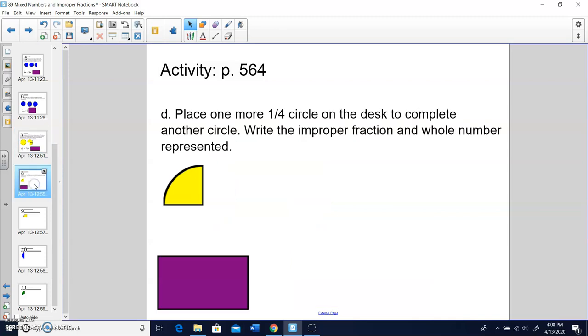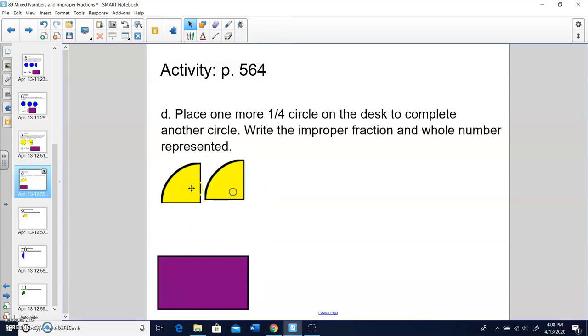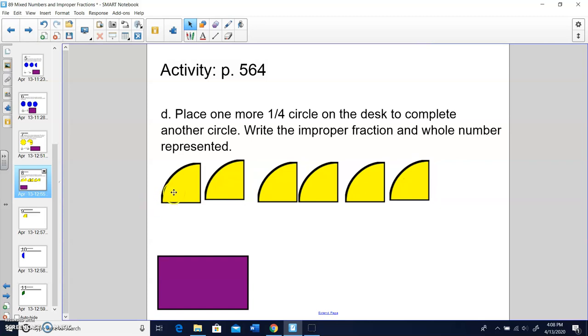Okay, go ahead and clear and go to D. It says place one more fourth circle on the desk to complete another circle. Write improper fraction and the whole number represented. So I had 7/4. If I'm adding one more, I'll have 8. 1, 2, 3, 4, 5, 6, 7. And then I'm adding one more into it to make 8.